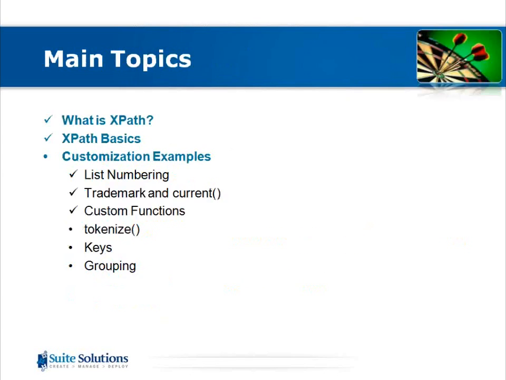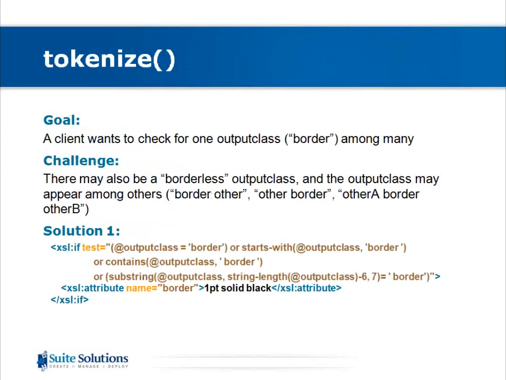Moving on to our next example, let's talk a little about the new tokenize function. The goal here is that a client wants to check for a particular output class, in this case we'll call it border, among many. And the challenge is that we can't simply check for equals because in the output class attribute, a little bit of background for those of you who may not know, the output class attribute is similar to a class attribute in HTML. The authors can set certain values to the output class that will help to indicate to the custom DITA processing how that particular element should be processed.